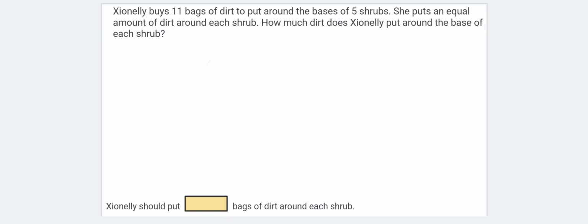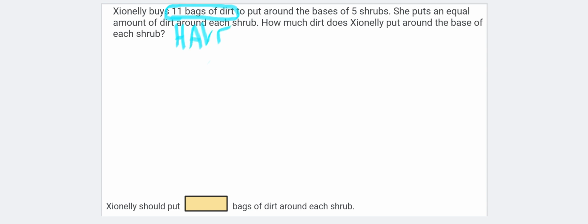So, when I'm reading this problem, I always like to start with what I have. What is it that Cianelli has that she's splitting up or putting into different places? Is she putting the shrubs in different places, or is she putting the dirt into different places? That's right. She has 11 bags of dirt. That's what I always start with, what I have.